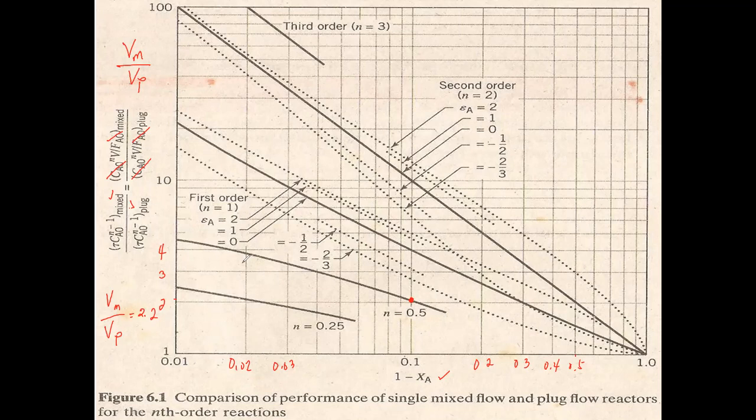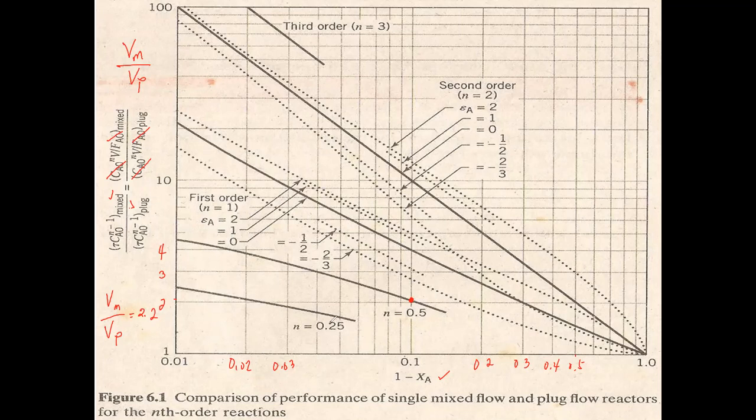What about if the epsilon A that you have solved is not among the lines that you have here? So you just need to approximate. The second group that you see here on top is for second order reactions. This one is for first order reactions. This one is for n equal to 0.5. And this is for n equal to 0.25.